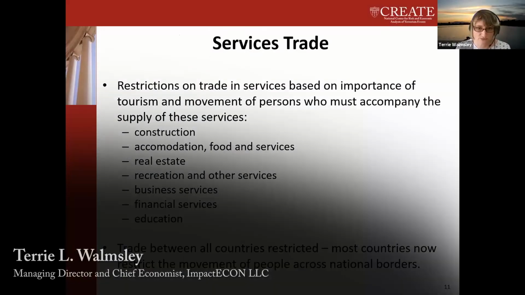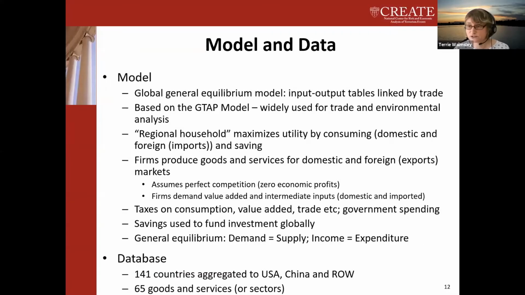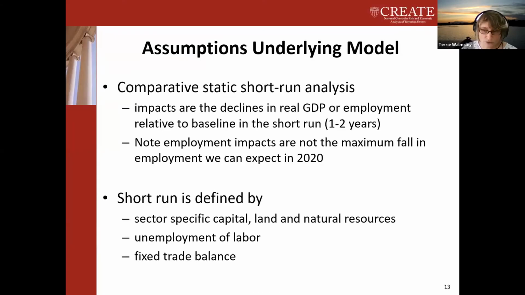What we also did was impose some restrictions on trade in services which required tourism or the movement of people. We put it into a rather large model, a global general equilibrium model. We aggregate this model up into USA, China, and rest of world. We report the real GDP and the employment impacts.